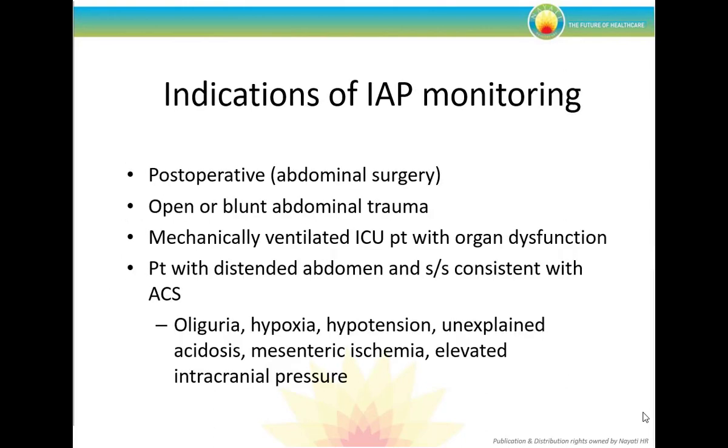So, what are the indications for monitoring? Abdominal surgery with post-operative massive fluid shifts. If the patient has had a lot of blood loss, a lot of fluid requirement intraoperatively, these are the patients who need monitoring. Open or blunt abdominal trauma, and patients who need to be ventilated post-surgery in the ICU. Also patients with abdominal distension and signs and symptoms consistent with abdominal compartment syndrome: oliguria, hypoxia, hypotension, unexplained acidosis, mesenteric ischemia, elevated intracranial pressures.